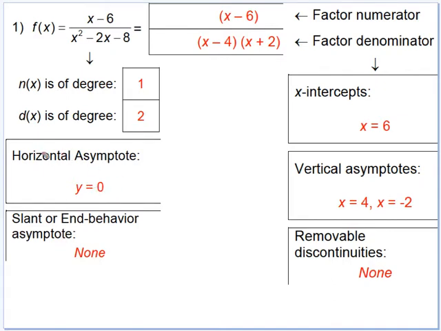In this case, you can either have horizontal or a slant or end behavior. You cannot have both. Okay, so on this graph, we know that our x-intercept is at 6, vertical asymptotes are at 4 and -2, and our horizontal asymptote is at y equals 0. Okay, those are the key things that we need to know.